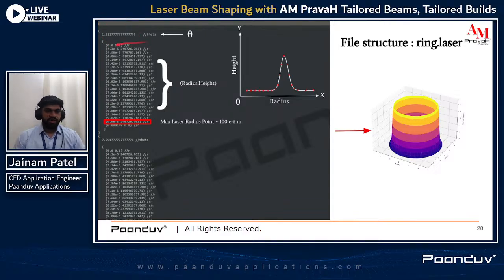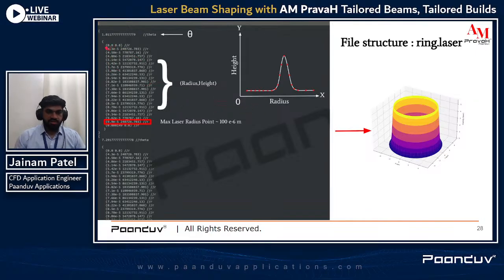The user can take the theta as 0, but he or she has to complete the revolution of that theta. So I have taken 1.01 and the second one is 7.29. That difference is 6.28. And the other things, radius and heights, we need to provide.